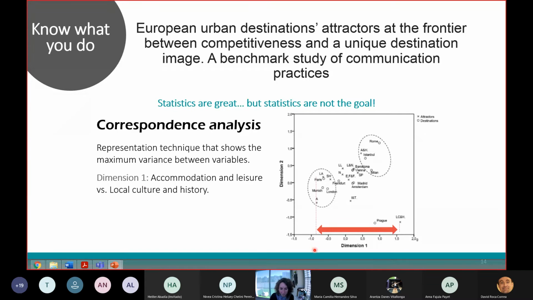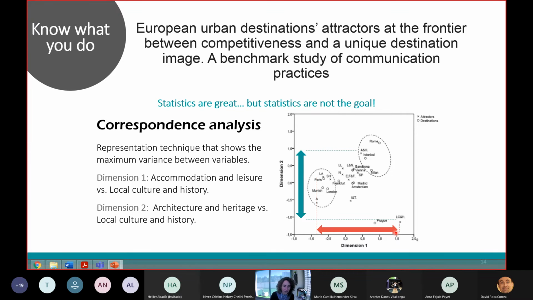For example, in dimension 1, which is this axis, I see that the biggest source of difference was here. You see a tiny a. So that was accommodation and leisure. So in dimension 1, cities talking about accommodation and leisure were highly different from those talking about, on the other side, local culture and history, for example. So that was the first source of differentiation.